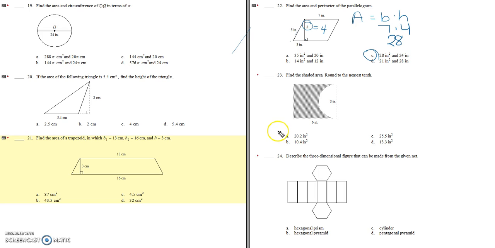23, find the area of the shaded region, round to the nearest tenth. Okay, well, I have a rectangle that's 6 by 5. So base times height gives me an area of 30. That's the rectangle.